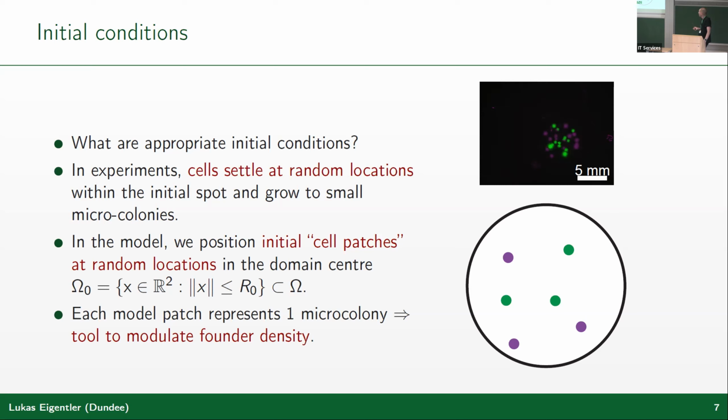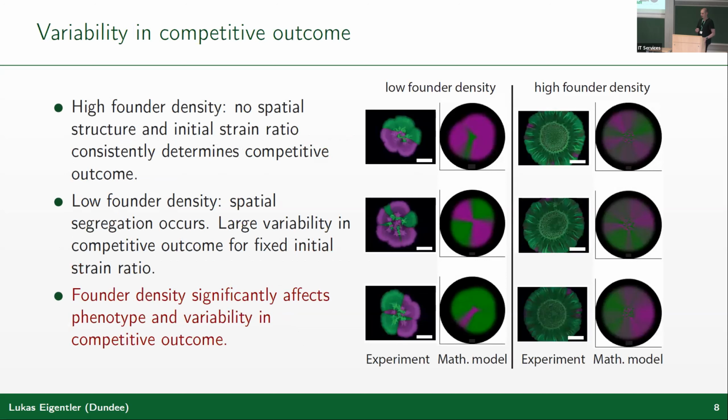little microcolonies here. And like in the experiment, we always use the 1-to-1 ratio between the two, but obviously in the model, we can easily modulate the number of these microcolonies that we place. So that's our parameter in the model, how we can change the founder density. So that's the model setup. And so then we use both approaches to compare the differences between different founder densities.